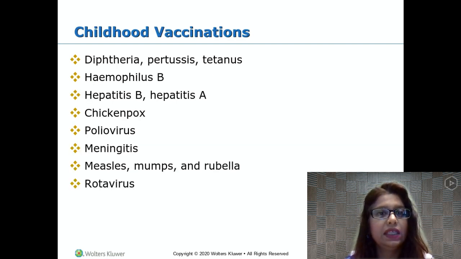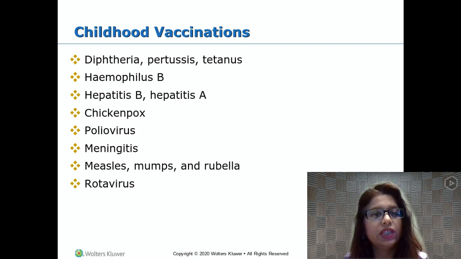There are different kinds of vaccinations such as diphtheria, pertussis, tetanus, DPT. People who have children, you know you take your children for vaccination. These days, the very famous one is the COVID-19 vaccine. Then we have other ones, which are Haemophilus influenzae B, hepatitis A, chickenpox, poliovirus, meningitis, measles, mumps, rubella, also called MMR, and rotavirus.